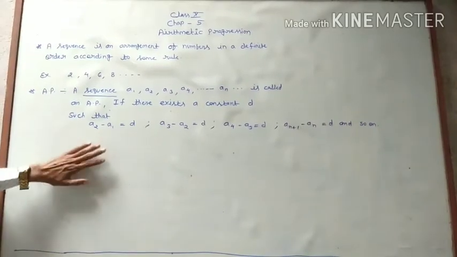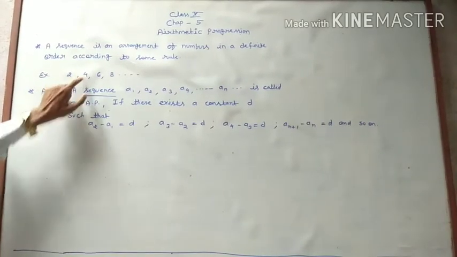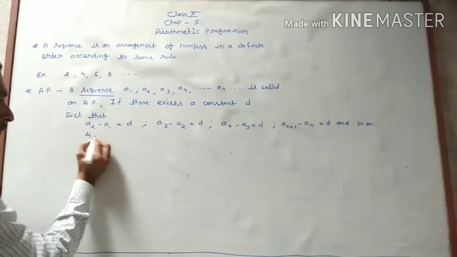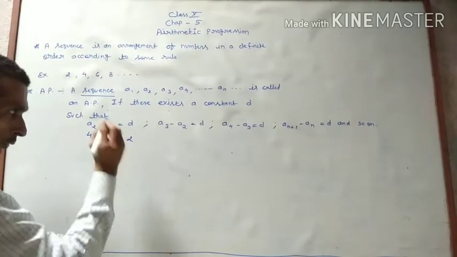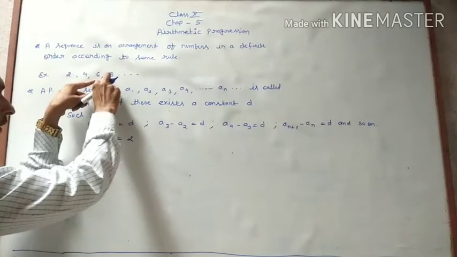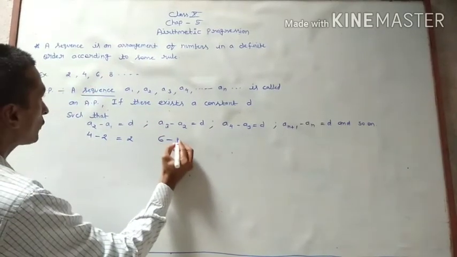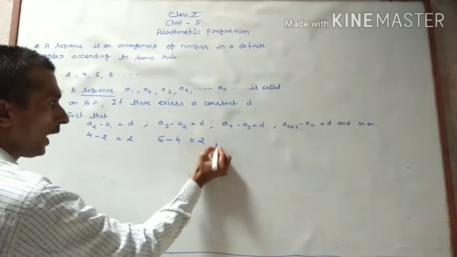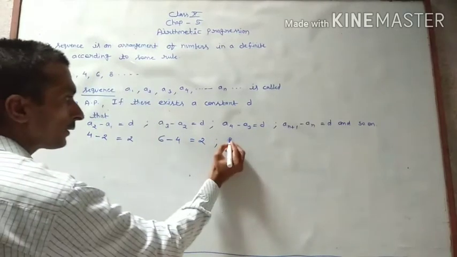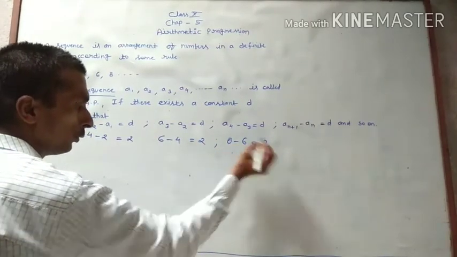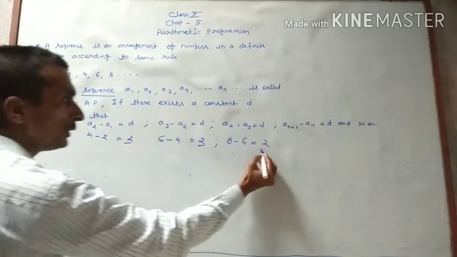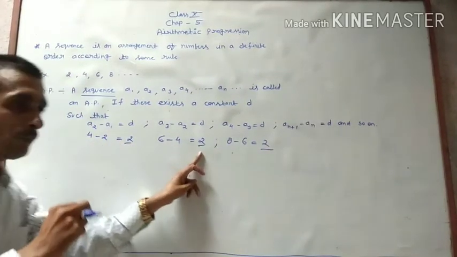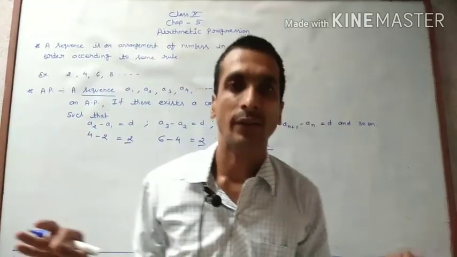Suppose you write the value of A2, which is 4. So 4 minus 2 is equal to 2. Here it is A3, the value of A3 is 6. 6 minus 4 is equal to 2, and the last one, 8 minus 6, is equal to 2. So that is the difference, the common difference, 2. So the differences are the same, so that is called the common difference.